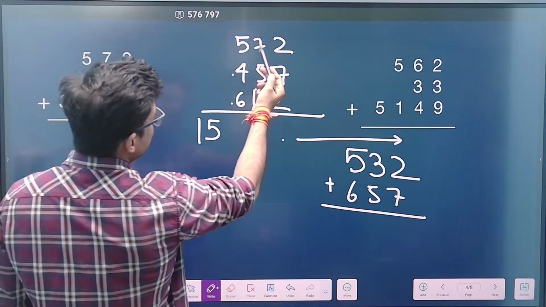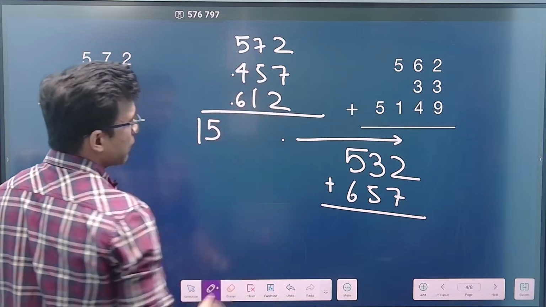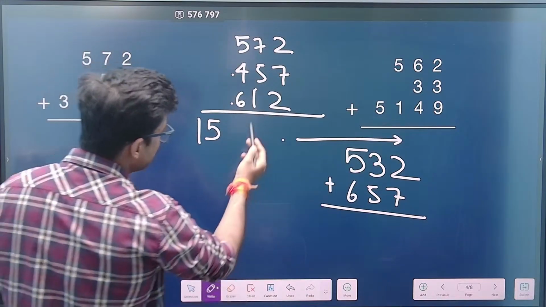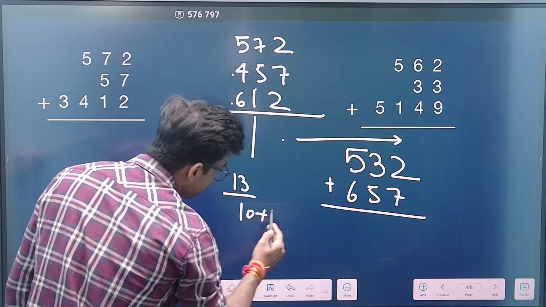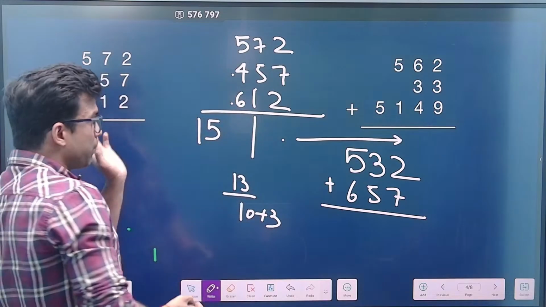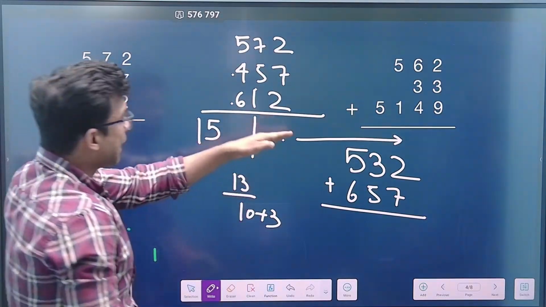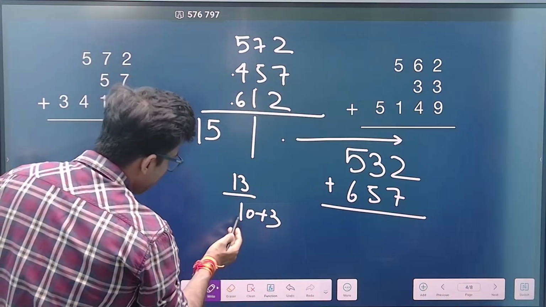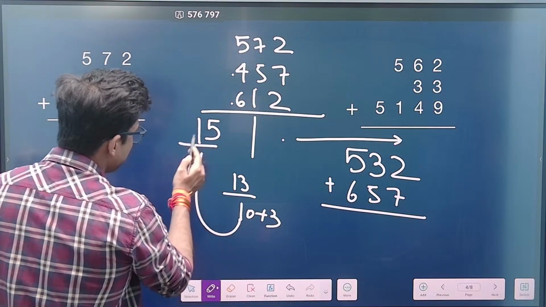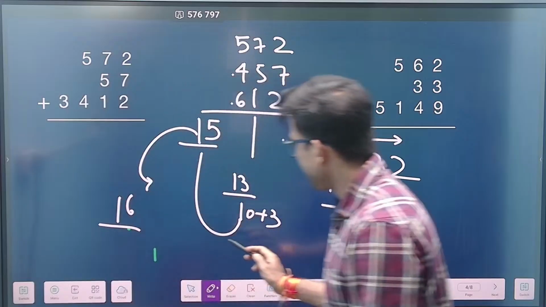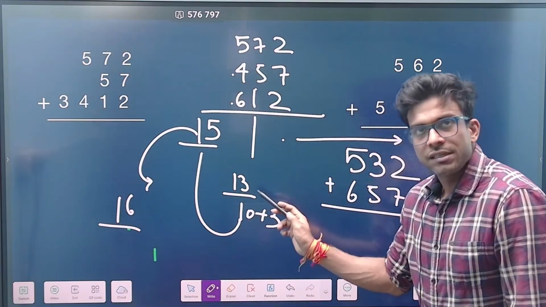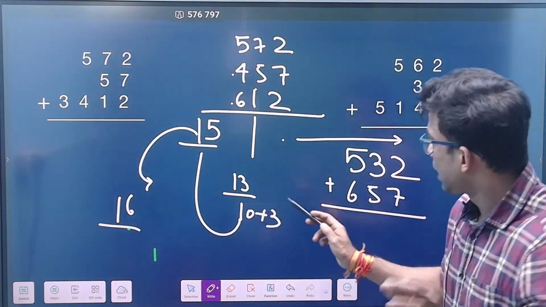Now 7 plus 8 and plus 5, 13. Now see, if you write 13, 13 comes like 10 plus 3, correct? Now add this number to the previous one, as my second rule said. So if you add this one to this one, 15 becomes 16, correct? So 15 becomes 16. I hope you are getting my point.